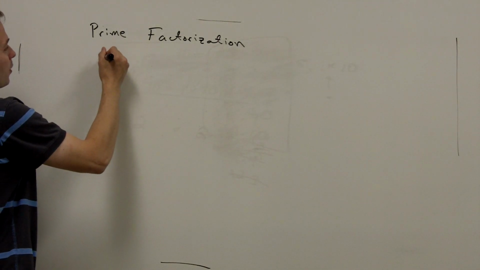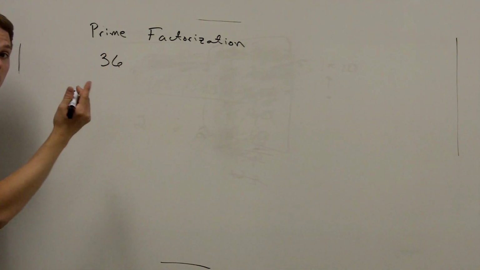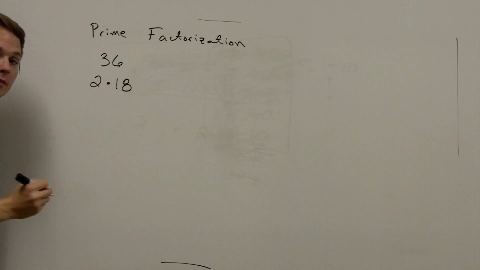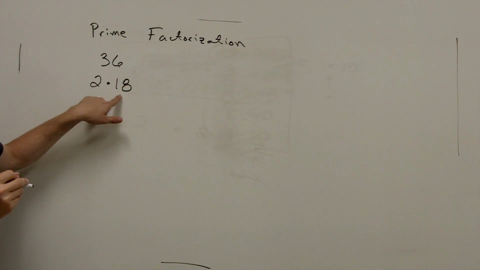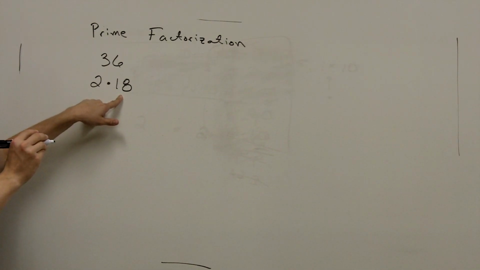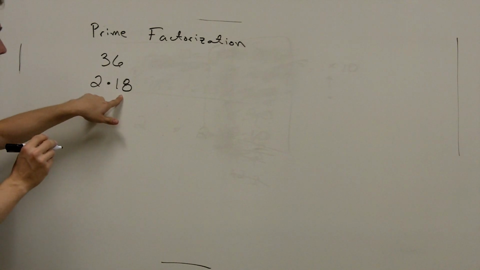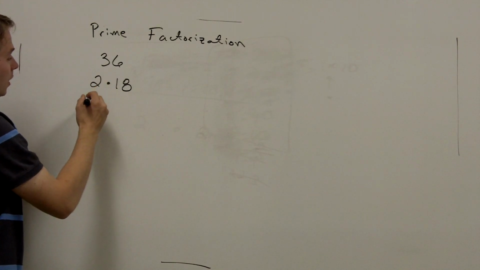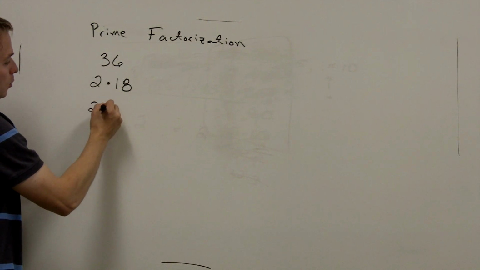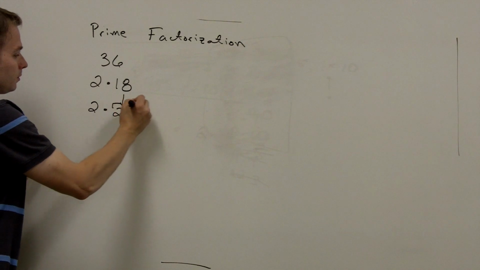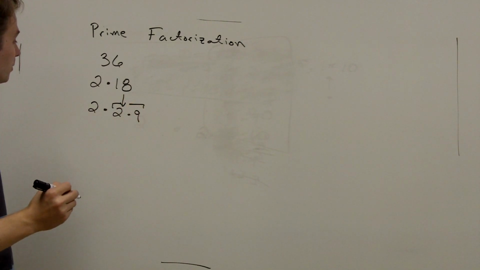If I take the number 36, I could rewrite 36 as 2 times 18. However, 18 is not a prime number, so that means that I'm not done factoring this yet into its prime factorization, because 18 will factor into 2 times 9. So in fact, I could rewrite this as 2 times 2 times 9, because that's what 18 factors into.